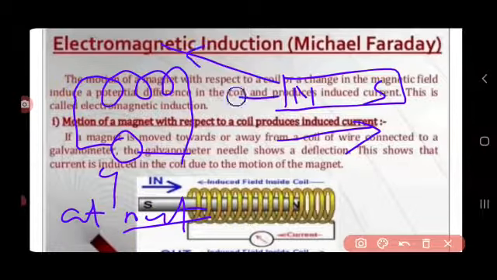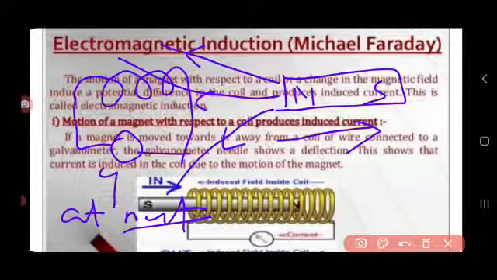So in this diagram, we made it clear that whenever there is a change in the flux, current is induced in the coil. So this is the production of induced current, and that was shown by Michael Faraday.